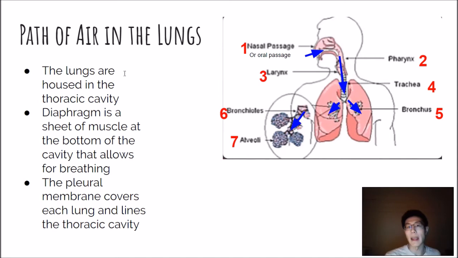So in terms of the air coming in, it's going to go through your nasal or oral passage. It's going to enter into your pharynx and then eventually enter into your larynx. It's going to go into your trachea and branch out into the bronchus or the bronchi. The bronchi will then branch out into little bronchioles, which eventually reach your alveoli. And it's the alveoli where your actual act of respiration or actual exchange of gases occurs.